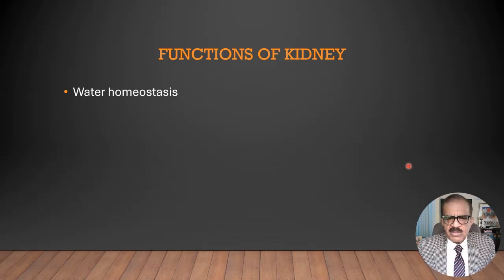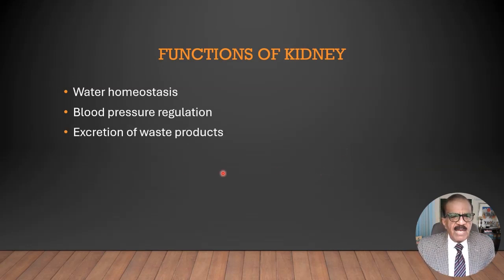So water homeostasis is very good. Sometimes we drink a lot of water, extra is excreted by the kidney, and sometimes we don't drink water, and then kidney tries to preserve water so that you do not develop dehydration. Then blood pressure regulation, extremely important role. Excretion of waste products. In our body metabolism, many waste products are produced and they have no use in the body. In fact, they have toxic effect, and one example is creatinine, and these are ultimately excreted by the kidneys.